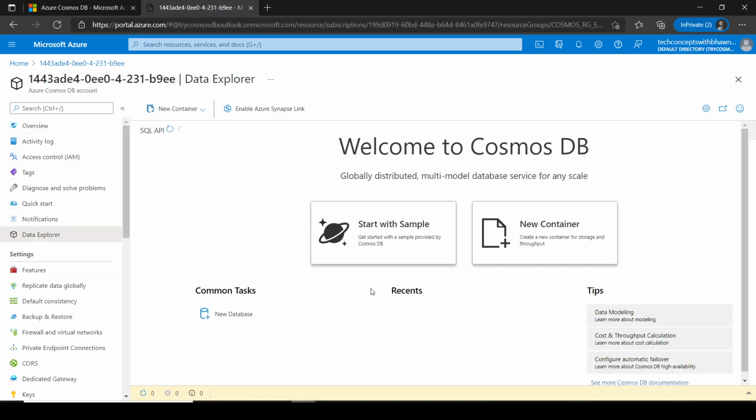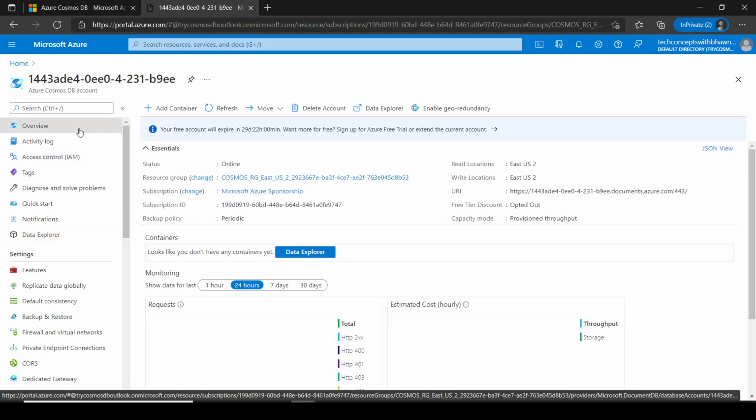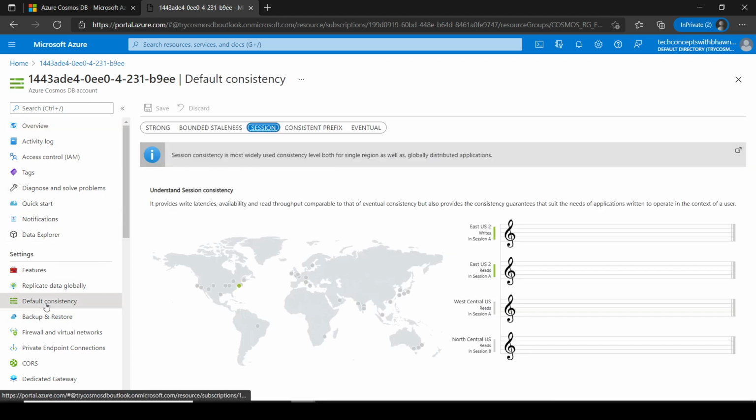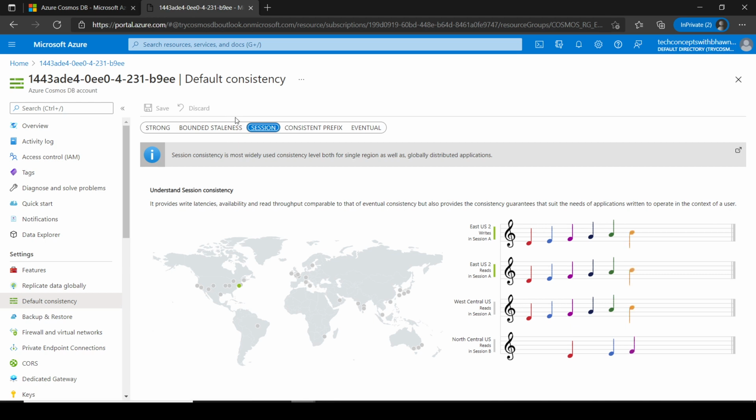So guys, basically creation takes a lot of time. So I already have an account of Cosmos DB, so I'm going to show you this one. Now, if you see on the left hand side, there are a lot of options over here. The one which I'm going to discuss right now is default consistency. The number of RUs depends on default consistency as well. Right now, by default, session is the default consistency.